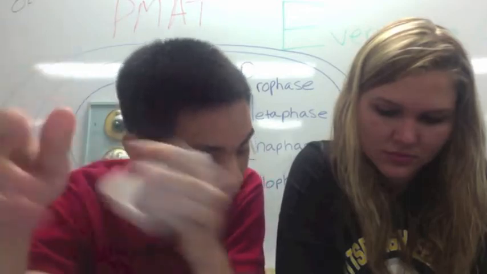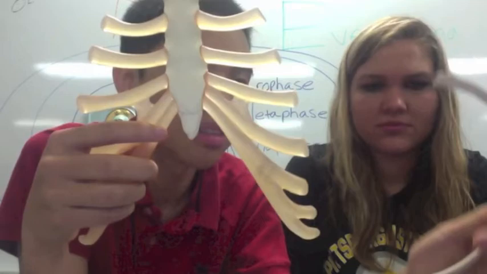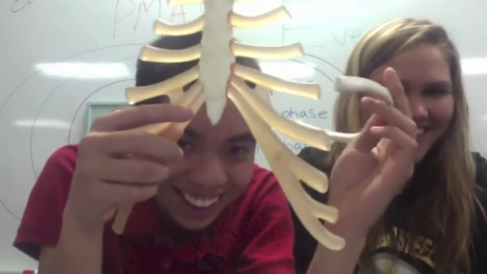Next is your costal cartilage, which is these little things right here. These are what your ribs connect to. So it's like this.